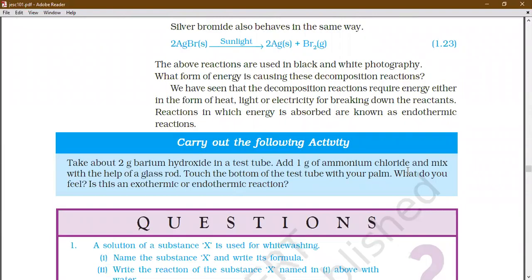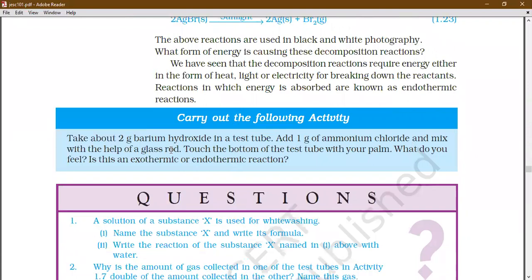Carry out the following activities. Take about 2 grams barium hydroxide in a test tube, add 1 gram of ammonium chloride and mix with the help of a glass rod. Touch the bottom of the test tube with your palm. What do you feel? Is this an exothermic or endothermic reaction?